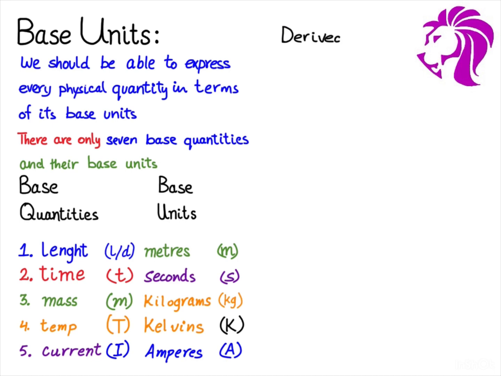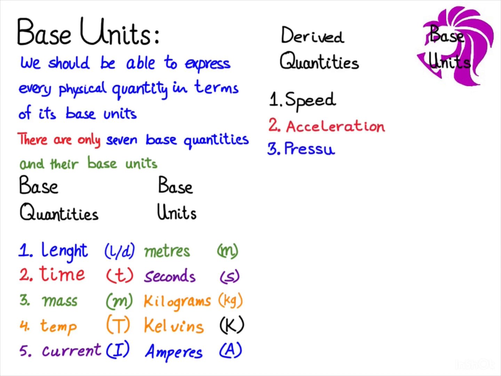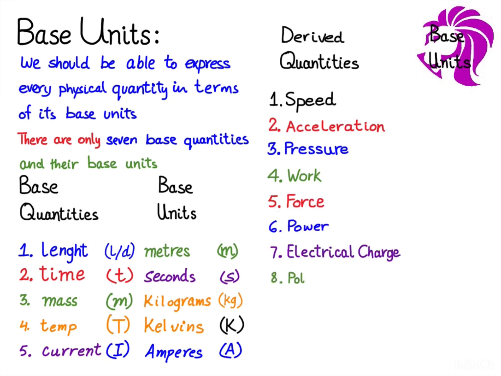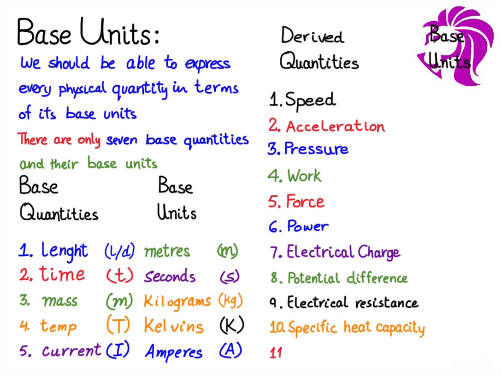Okay, so there are some derived quantities which I would list down, and they include speed, acceleration, pressure, work, force, power, electrical charge, potential difference, electrical resistance, specific heat capacity, and then frequency. Now we should know the units for each one of them.